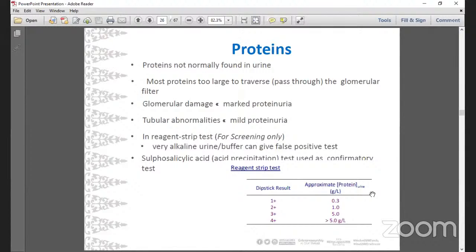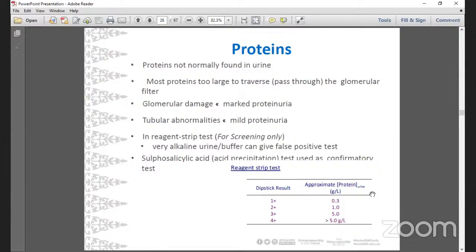When there is a marked proteinuria, when we can see the protein in the urine, usually... If we see mild proteinuria, it is associated with the abdomen and the body.